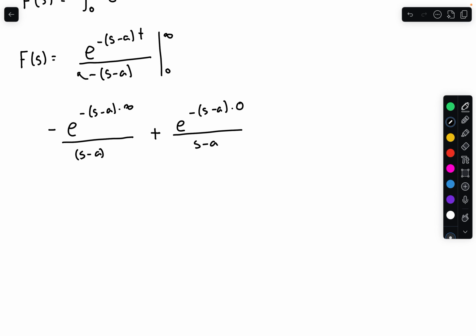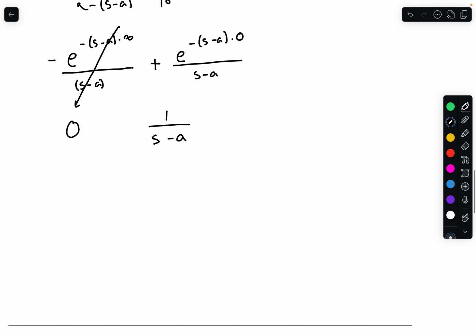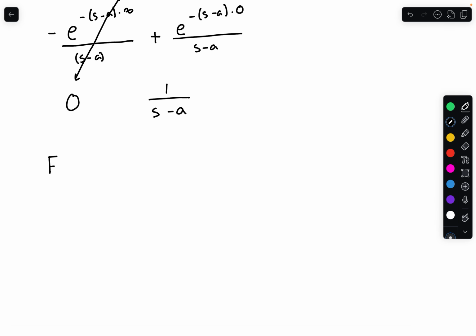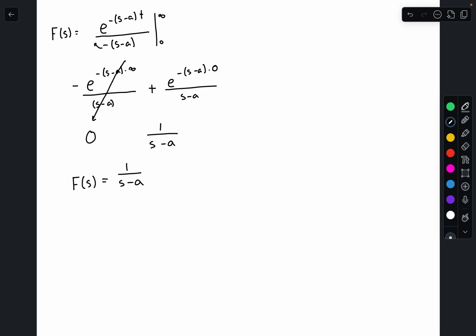Now if you see here, this is again going to be e to the negative infinity, which is going to end up being 0, and it leaves us with e to the 0, which is 1, divided by s minus a. And that's how we end up with the Laplace transform of e to the at is just 1 over s minus a, where a is any constant. Hopefully this gives you a quick overview on how to do a Laplace transform and have two example functions.